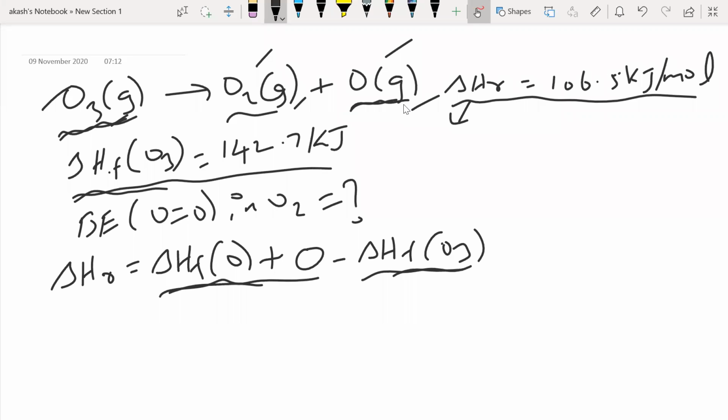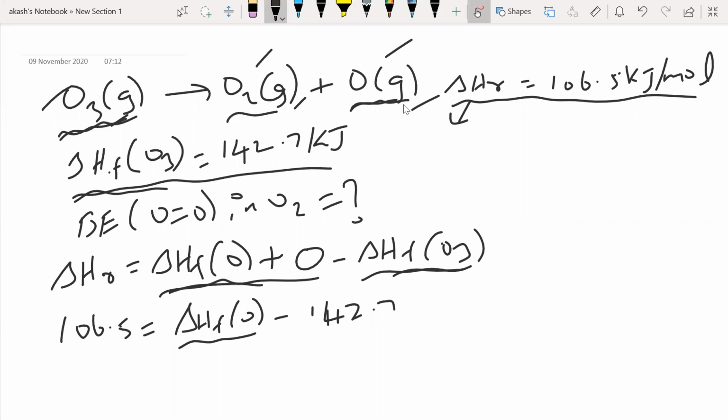Delta HR is given to me, so that is basically going to be 106.5. 106.5 is equal to enthalpy of formation of oxygen atom plus 0 minus the enthalpy of formation of O3, which is 142.7. With this, I'll be able to get the enthalpy of formation of the oxygen atom. Any doubts? Okay, fine. So I'll be able to find the enthalpy of formation of oxygen atom.